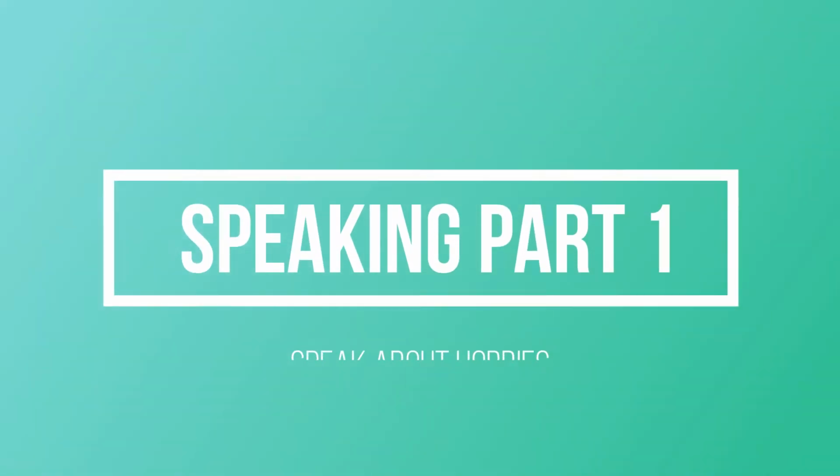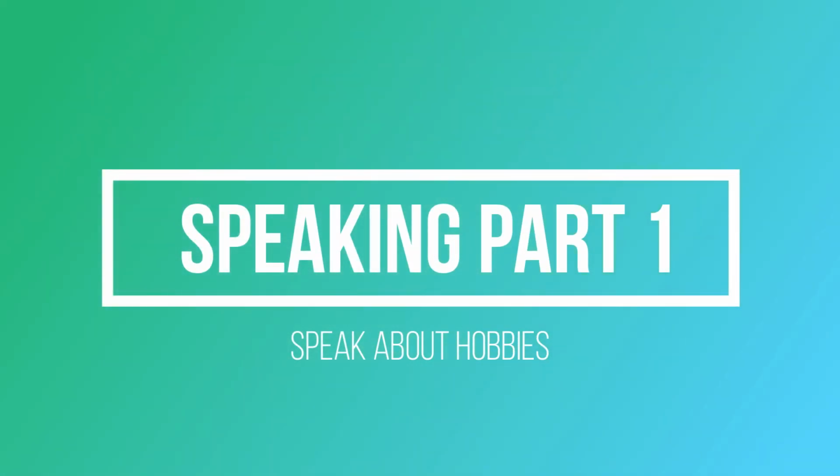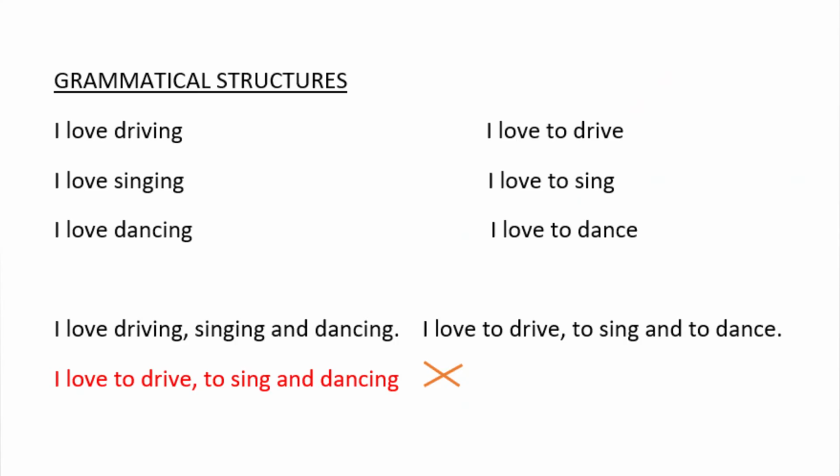You would need parallel sentences in your speaking as well. So you might be speaking about your hobbies in your first part of speaking. Now, if you want to draw parallel sentences, you would say, I love driving. I love singing. I love dancing. Or you can take out I love, which is common, and then put the other 3 together. I love driving, singing, and dancing. You could also say I love to drive. I love to drive, to sing, and to dance.